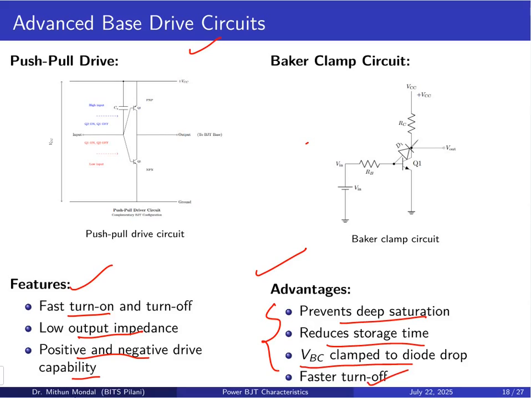So apart from the normal base drive circuit, you can have an advanced base drive circuit in the form of a push-pull drive network or Baker clamp circuit. In the Baker clamp circuit, there is one diode and one transistor used in the network. That is basically the Baker clamp circuit in general. And in the push-pull drive, you will have two transistors, PNP and NPN, connected together. That would be the push-pull drive.